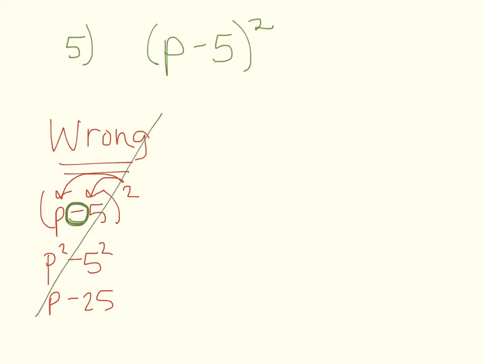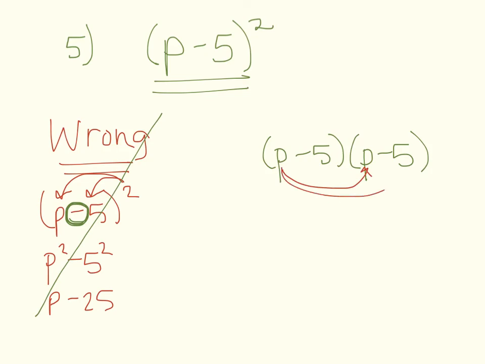So that being said, how the heck do we do this? Well, the way that you do this, p minus 5 squared is, in essence, p minus 5 times p minus 5. Remember, anything squared is itself times itself. So what this ends up being is just like our last problem where we use our distributive property. So we take the first p times both of the terms. So p times p is p squared. P times negative 5 is negative 5p.